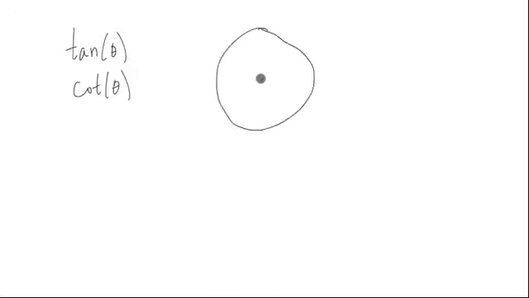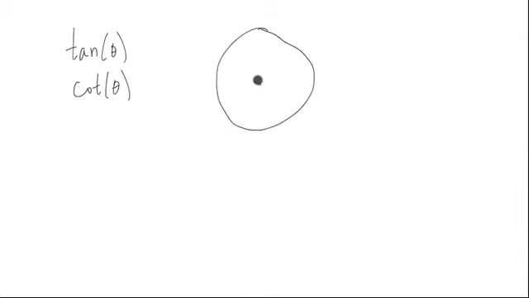Let's take a look at the tangent function and the cotangent function as pictured on the unit circle. Okay, so the sine and the cosine represent x and y coordinates. The tangent and the cotangent represent different things.